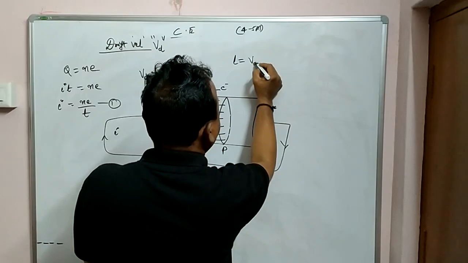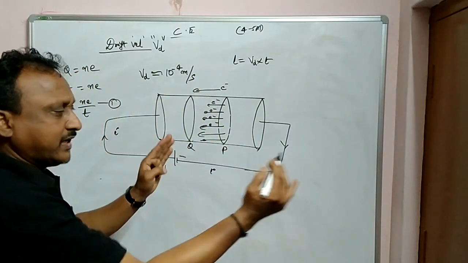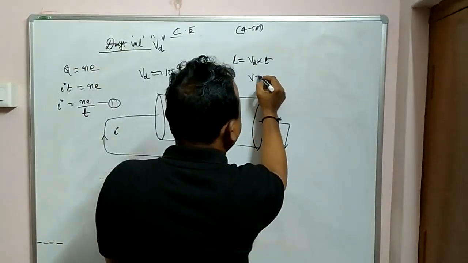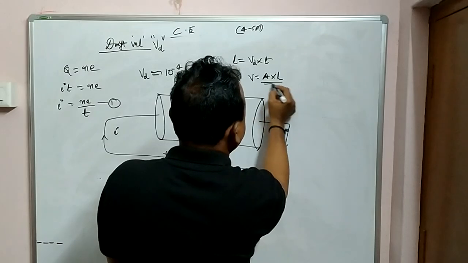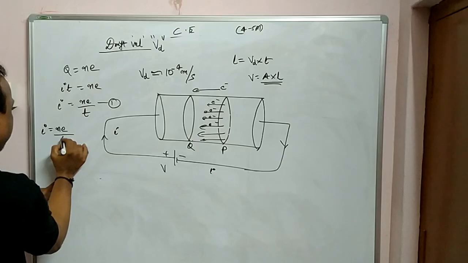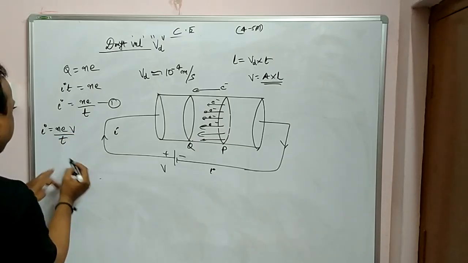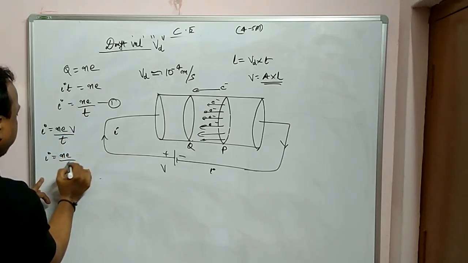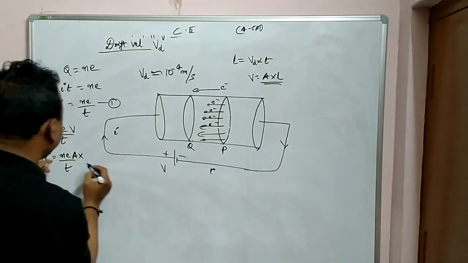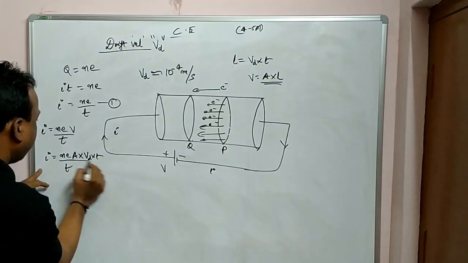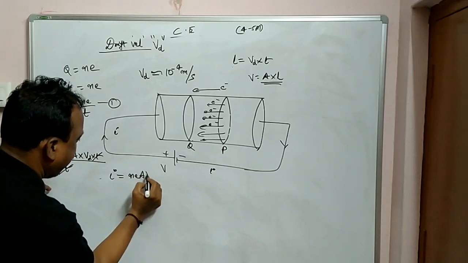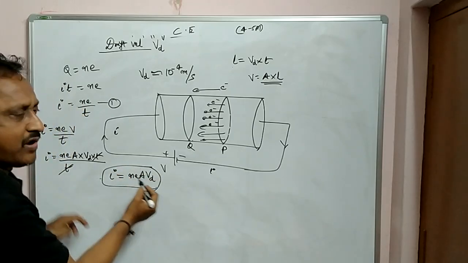So displacement is equal to velocity into time. A group of electrons is coming, that means it is occupying some volume. What is volume actually? Area into length. So here the current flowing is equal to NE by T into volume. Volume is equal to area into length, and the length is the displacement, velocity into time, so Vd into T. So T gets cancelled. So current I is equal to NEAVd. Very, very important formula.